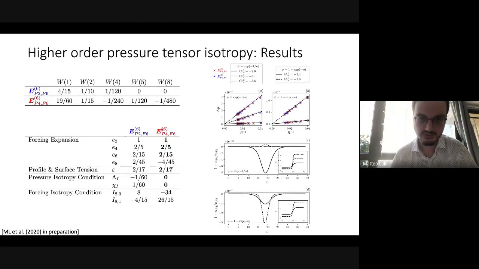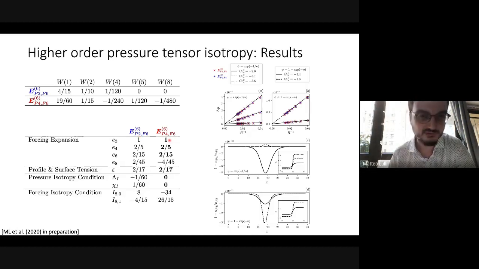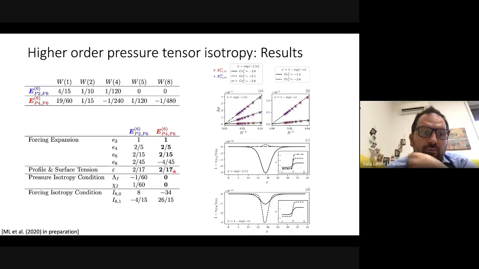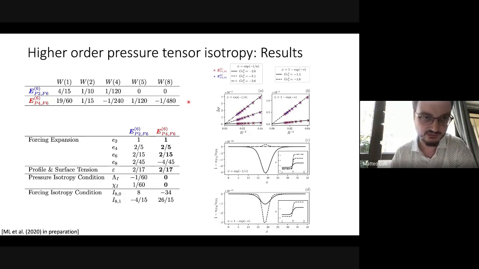So here, E6P4 is the sixth order isotropy forcing and fourth order isotropy for the pressure tensor. And P2 is basically the scheme that has been proposed so far in the literature. So as you can see, we solve the system for the weights by imposing E2, E4, E6, and epsilon, and only one of lambda I and chi. So there are 5 requirements with which we define the 5 weights.